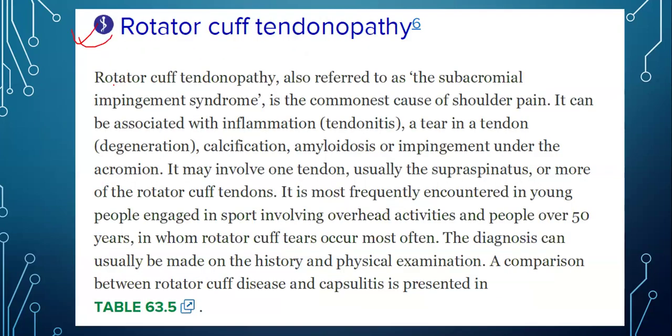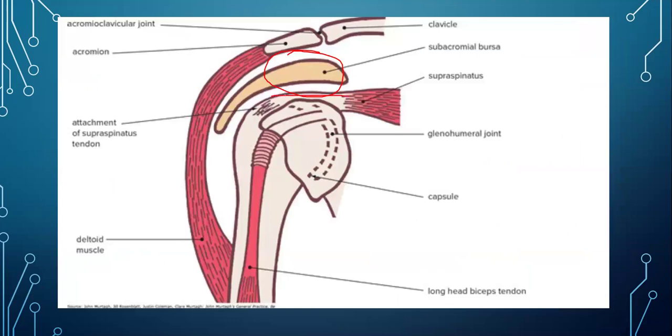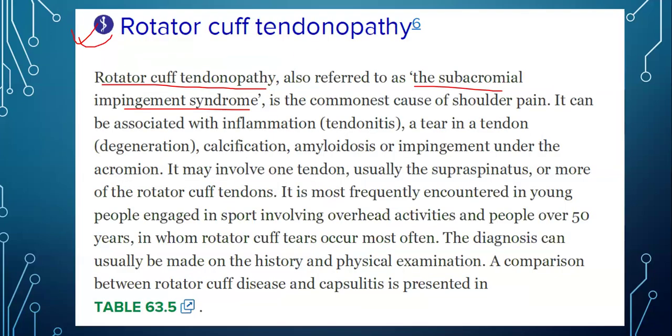Now, coming to the important one, which is rotator cuff tendinopathy, also called subacromial impingement syndrome. As you can see, they are mainly referring to the supraspinatus tendon, because it is the main tendon which can get pinched in the subacromial space. It is the commonest cause of shoulder pain. The tendon can get inflamed, causing tendonitis, can have a tear, can be calcified, a lot of things can happen, but the most common is supraspinatus tendon injury.